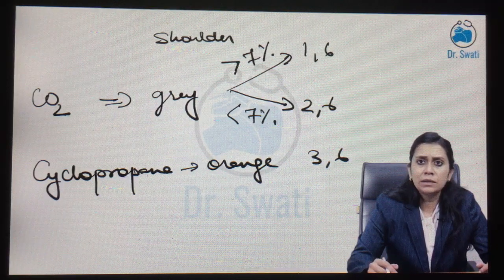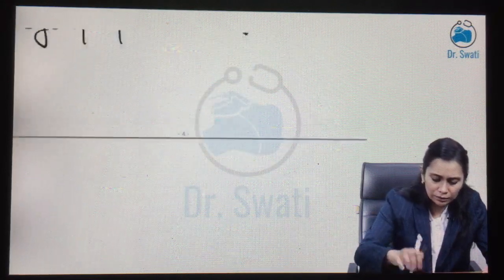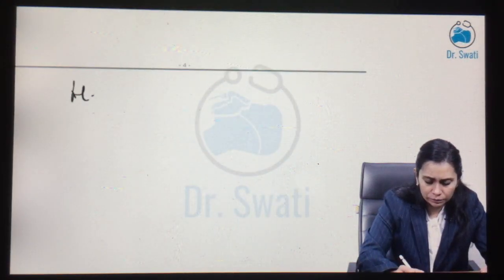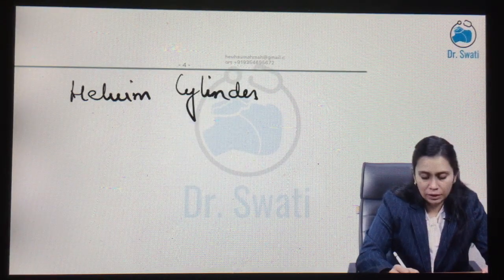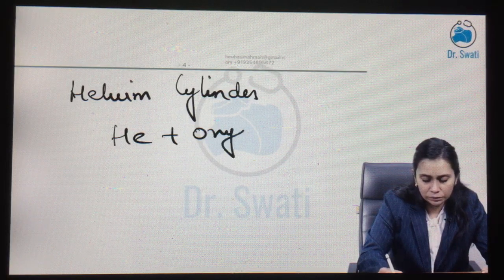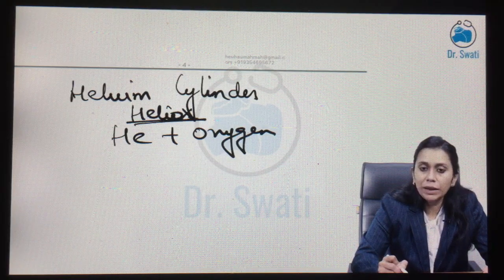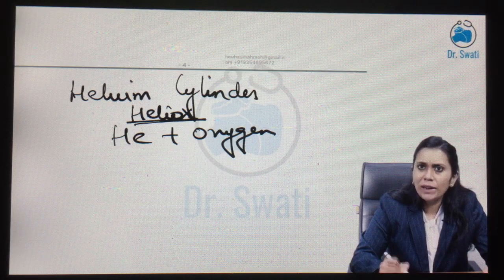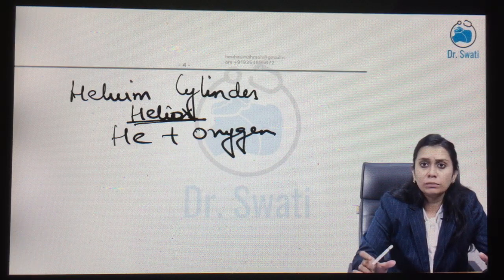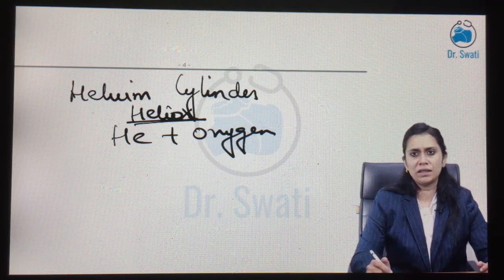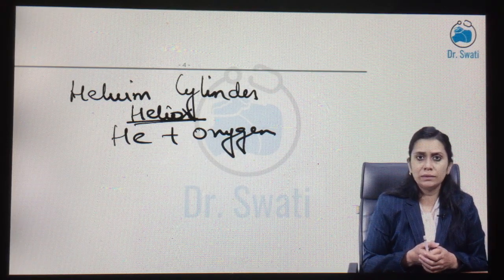There is one more cylinder asked in exam, not given in most of the books, but keep it in mind, that is the helium cylinder. What is this helium cylinder? Actually, it is not helium. It is heliox. Helium plus oxygen. Right? Guys, why do we mix helium to oxygen? See, oxygen in pure form, 100% oxygen, has very high viscosity. So when you breathe 100% oxygen, the work of breathing increases immensely.